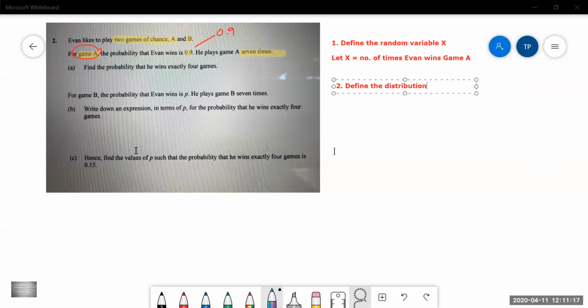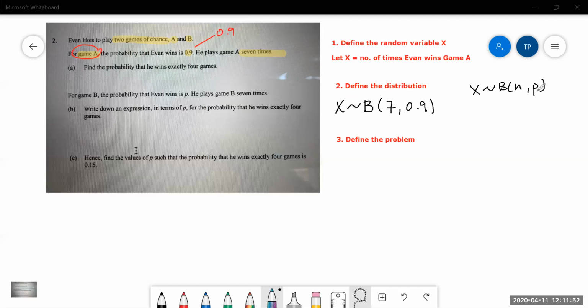Okay. Then step 3, we are going to define the problem. How do we define the distribution? The distribution will be X follows, the curly arrow means follows, and capital B means binomial distribution with parameters, in this case, 7, 0.9. Okay, it cannot be 0.9, 7. It must always be in this format: n, p.